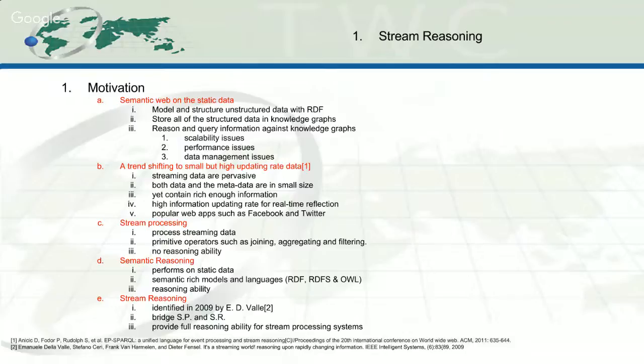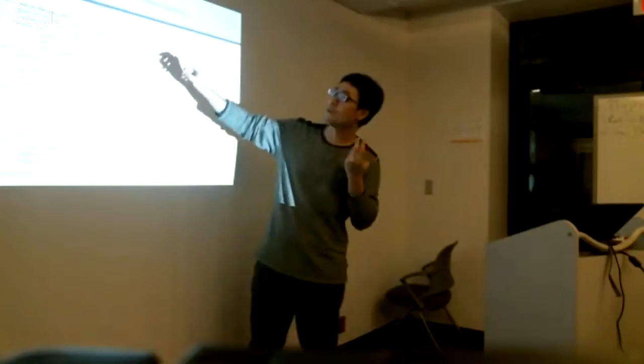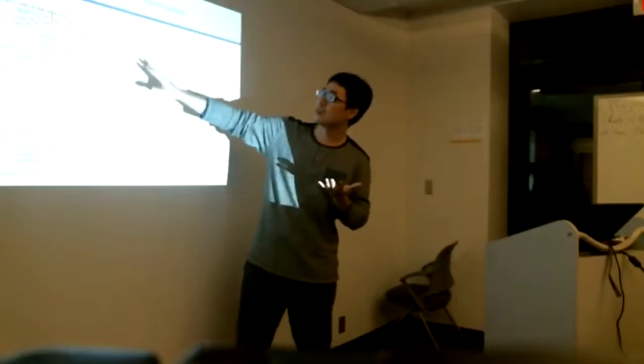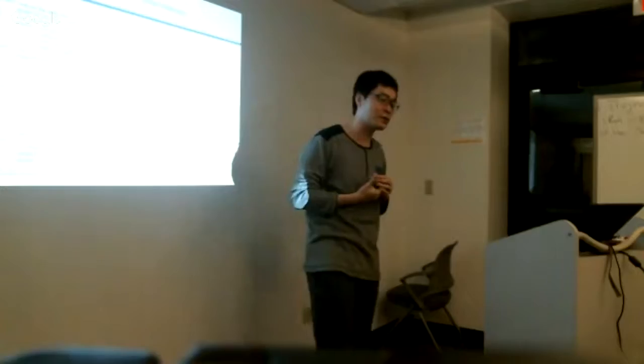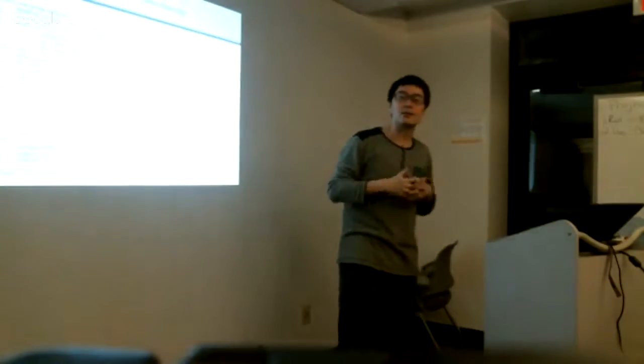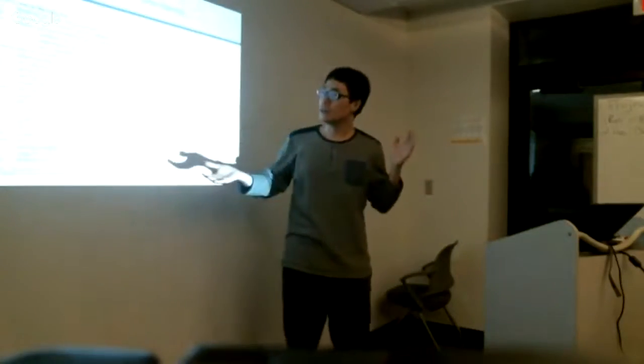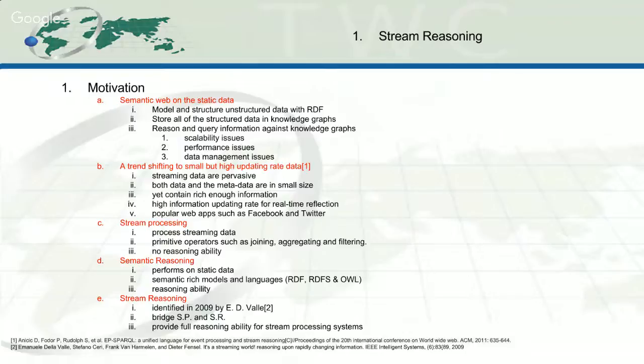We actually have some issues when applying semantic web technologies on static data. That is scalability issues: with huge amounts of data, how do you scale your method so that it will not fail? Performance issues: again, with the size of data, your system should perform really quickly and efficiently. And the third is data management issues, which also relate to the volume and size and other aspects of big data.